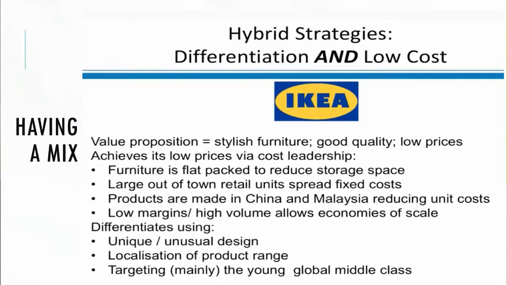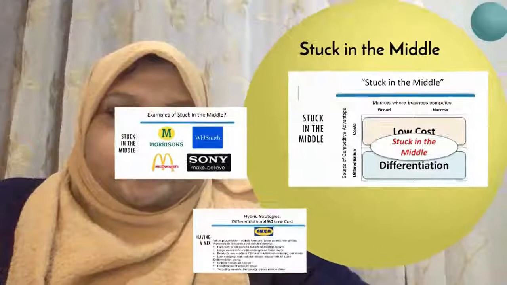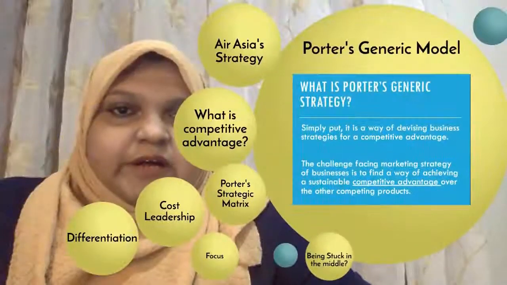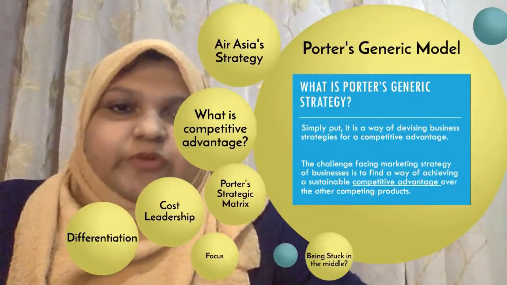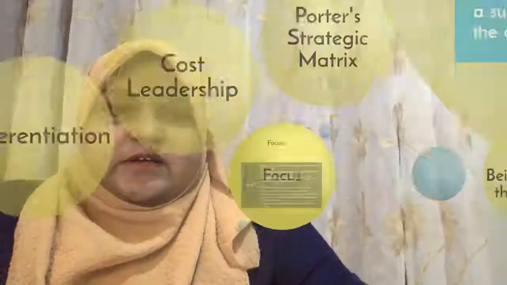For certain countries, they have different products which are customized to their needs and culture, targeting mainly the young global middle class. So basically, we can say, even though Porter has stated that stuck in the middle is not a very successful strategy, here IKEA is giving us an example of differentiation and a low-cost strategy put together. We call it a hybrid strategy. Now, I hope you have understood today's lesson.